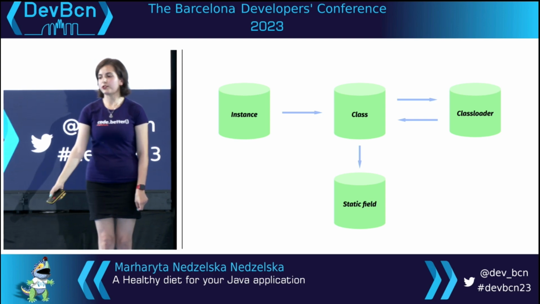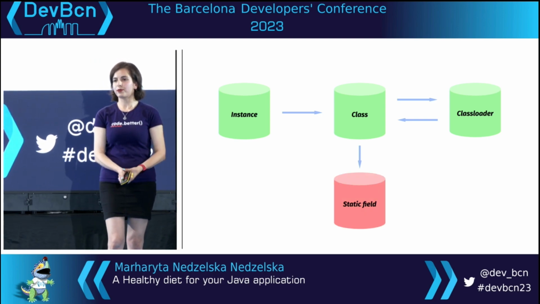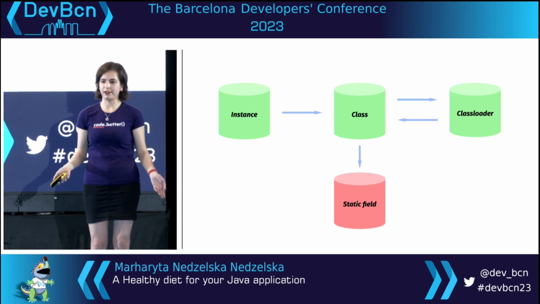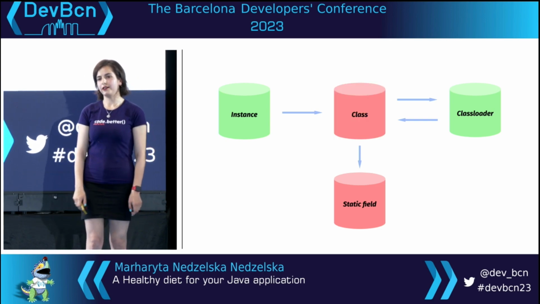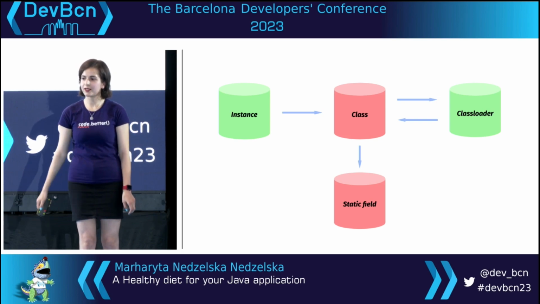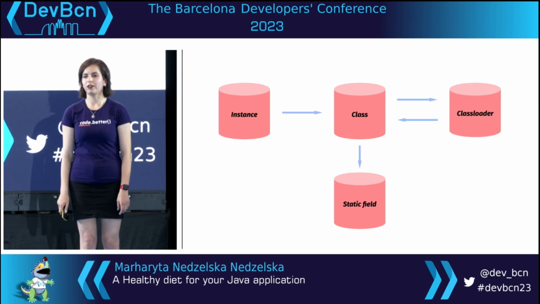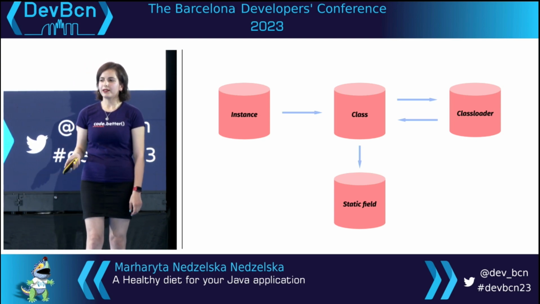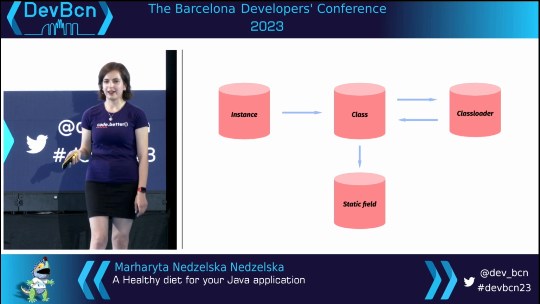So if we want to make static fields eligible for garbage collection, we need to make sure they are not referenced. So there should be no class, which means there should be no instance, and there should be no class loader. And the next question is, when is a class loader garbage collected?